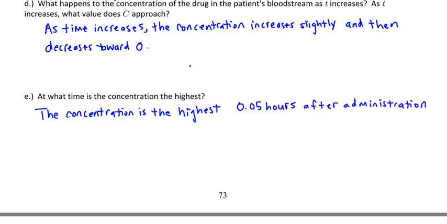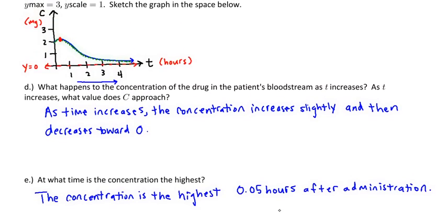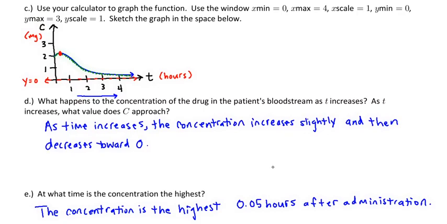So what you can see from this example is that the horizontal asymptote describes the long-term behavior of the medicine in the bloodstream.